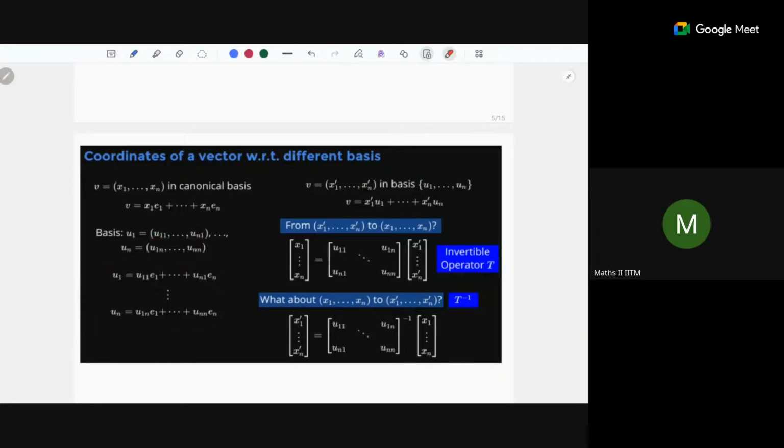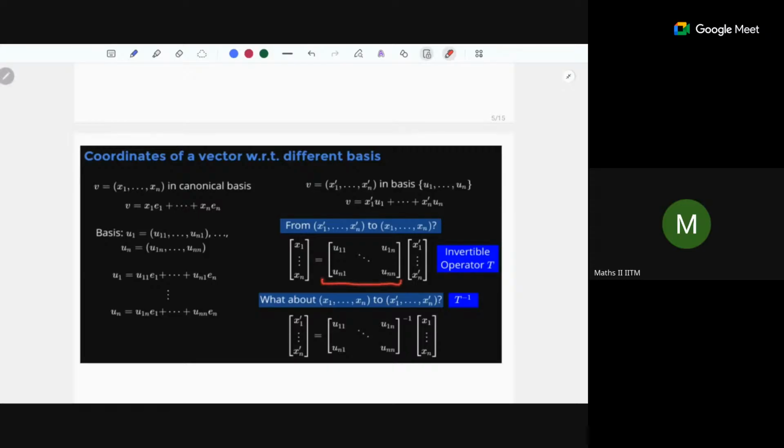Now suppose you have the same vector v given with respect to the new basis u1 to un. That means the coordinates x1 prime to xn prime are given with respect to the basis u1 to un. In other words, you can express v like this. Now the question is, how can you obtain the coordinates of vector v with respect to the canonical basis if you are given the coordinates with respect to the new basis? So the idea here is that you need to perform a change of basis.